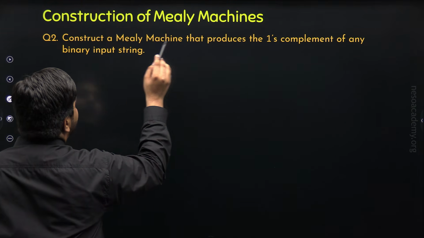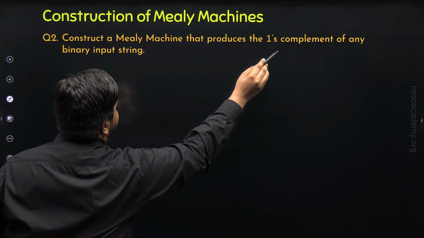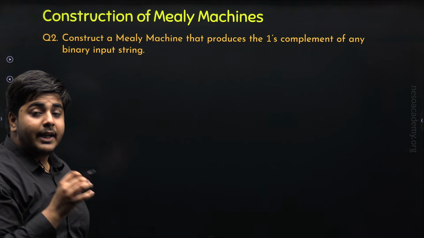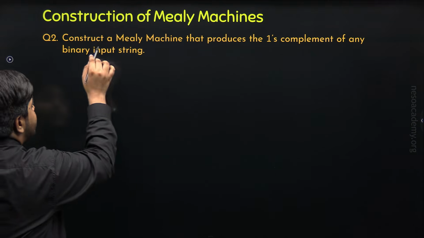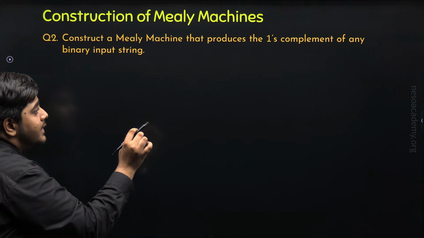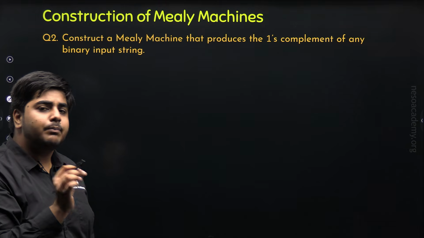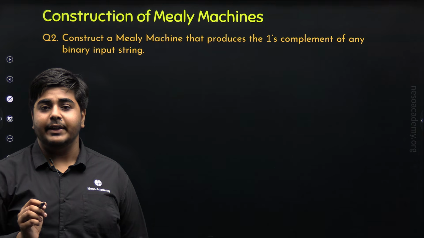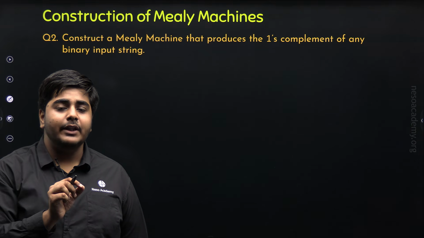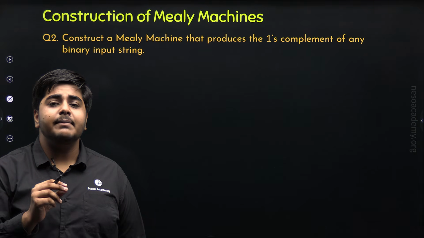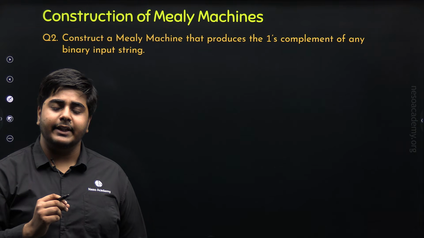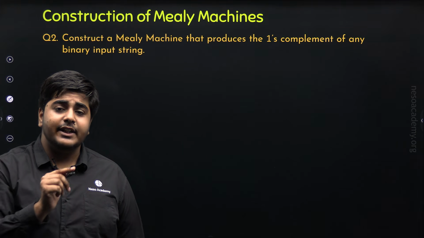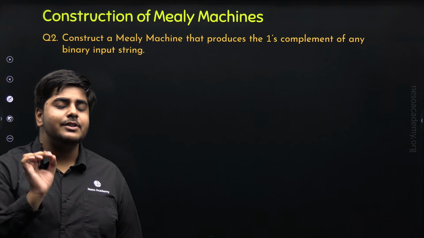Construct a Mealy machine that produces the ones complement of any binary input string. What does that mean? It simply means that we are required to construct a Mealy machine that produces the ones complement of any input binary string. Now I hope you all know the meaning of ones complement. To get the ones complement of any binary number, we simply need to flip all the bits of that binary number. So we need to change every 1 to 0 and every 0 to 1 to get the ones complement.